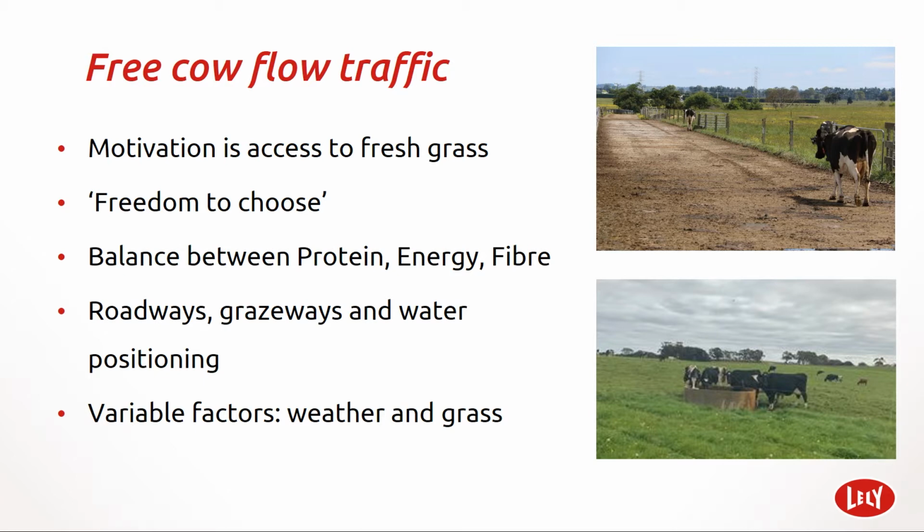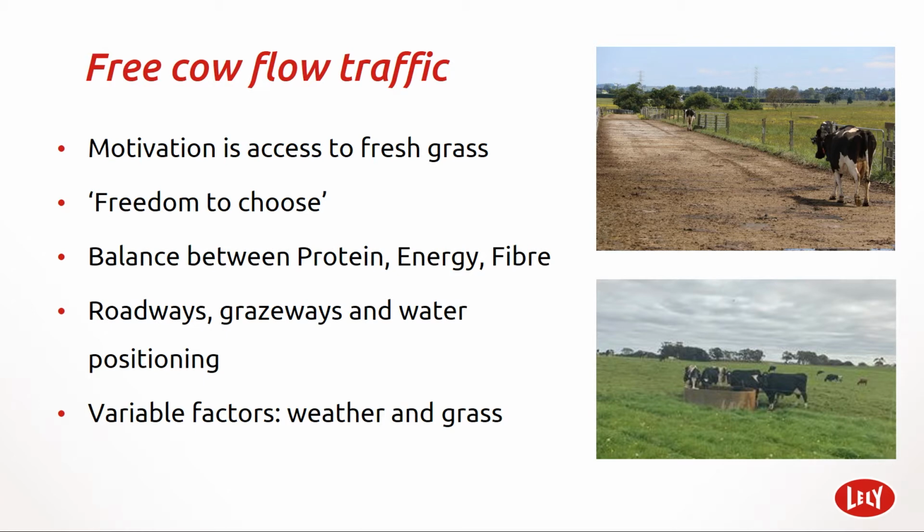However, in a grazing-based system, the motivation is access to fresh grass. Cows have the freedom to move and look for fresh grass. Therefore, correct pasture allocation is important, and I will touch on that next. Then we move into the nutritional requirements of the cow in the different lactation stages, ensuring the adequate balance of protein, energy, and fibre, and making sure they're getting that from the grass, or supplement feed, or the concentrates fed.